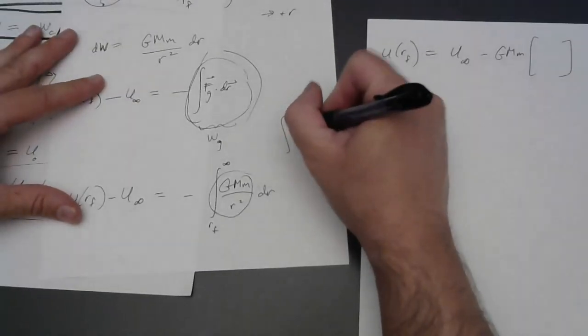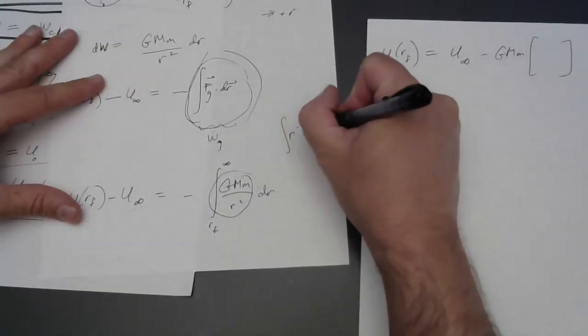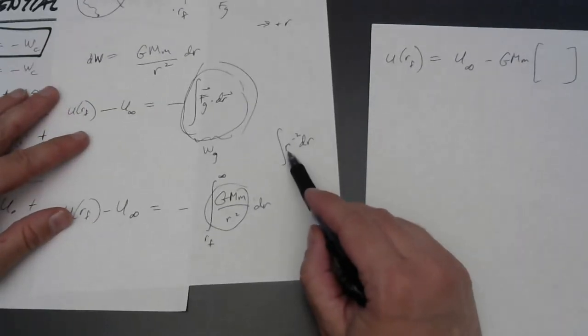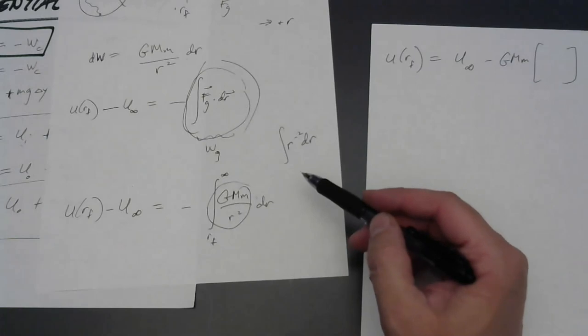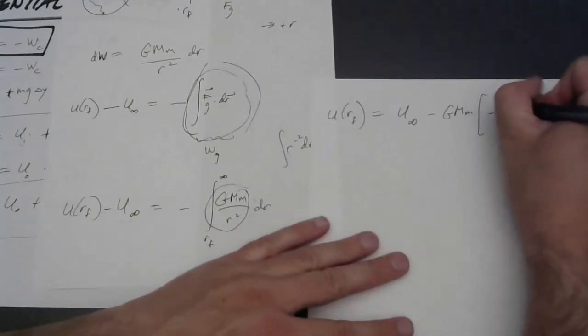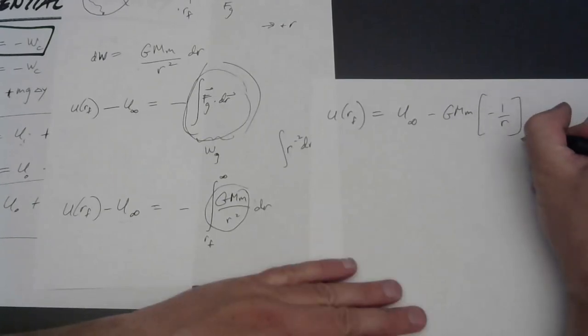The antiderivative of r to the negative 2, is it not? 1 over r squared is r to the negative 2. So you know the power rule. You raise the power to negative 1 and divide by that new power, which is negative 1 over r. So I've got a negative 1 over r, and I'm evaluating it at r final and infinity.